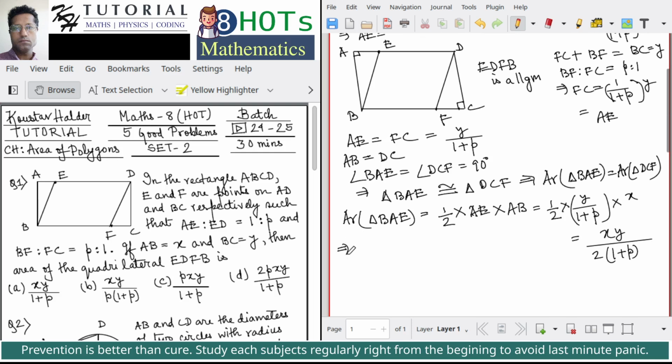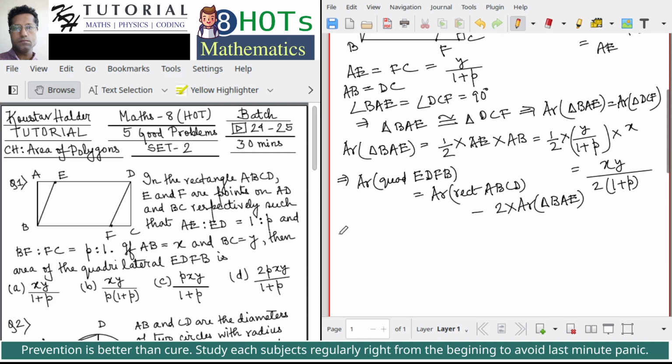So this will imply that the area of the quadrilateral, which is basically a parallelogram, EDFB, will be equal to the area of rectangle ABCD minus twice the area of triangle BAE. The area of the rectangle ABCD is x into y, length into breadth, minus twice the area of BAE, which is 2 multiplied by XY divided by 2 multiplied by 1 plus p. This is equal to xy minus xy by 1 plus p.